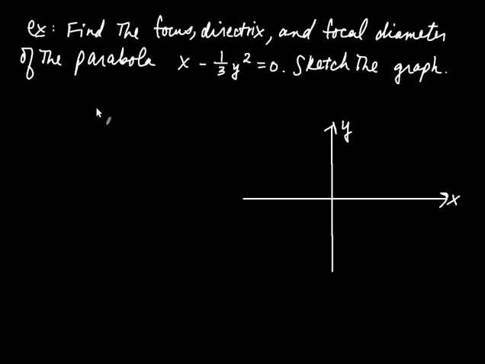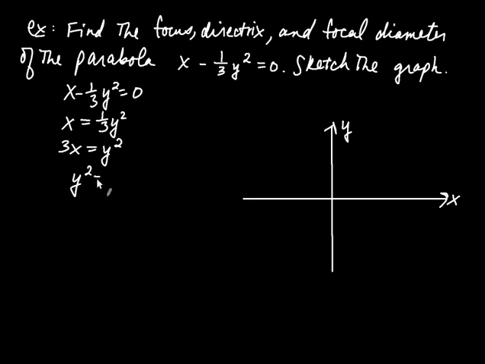So let's find the focus, the directrix, and the focal diameter, once again, of the parabola x minus 1/3 y squared equals 0. So the first thing to do is isolate what's being squared. So we take x minus 1/3 y squared equals 0, and we isolate that 1/3 y squared. And so x equals 1/3 y squared. Multiply both sides by 3. 3x equals y squared. So let's write that as y squared equals 3x.